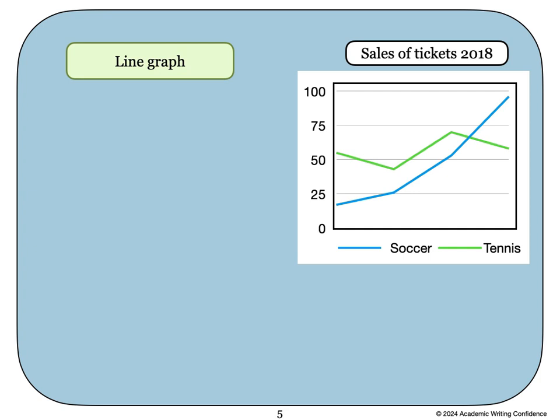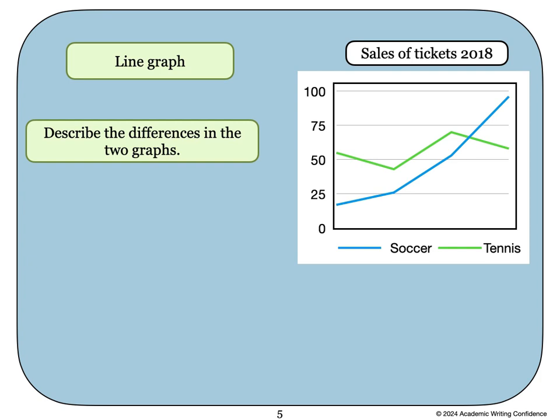Here's an example of a line graph with two different lines of information. This one compares the sales of tickets for soccer and tennis in 2018. Again, you want to describe the differences in the two graphs. Here's a sample description.